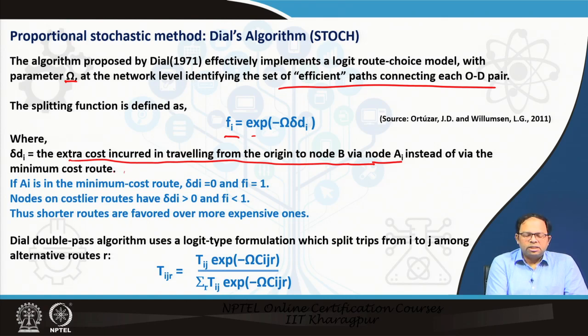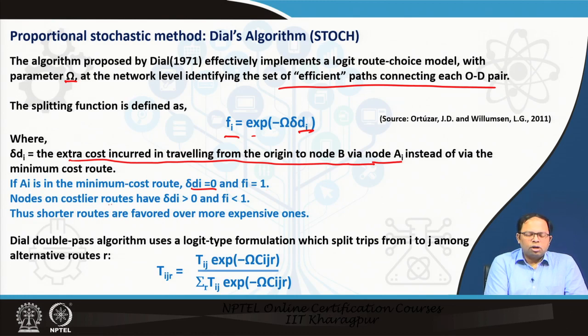So instead of the minimum cost route, we are traveling along a different route, and there is some extra cost to it. So there are different routes, and based on that extra cost, we will proportionately divide the total trip volume into the different routes. So if Ai is on the minimum cost route, then delta di is equal to 0 and Fi is equal to 1. So if it is already on the minimum cost route, then delta di is 0. That means there is no extra cost, and Fi is equal to 1. So there is no split.